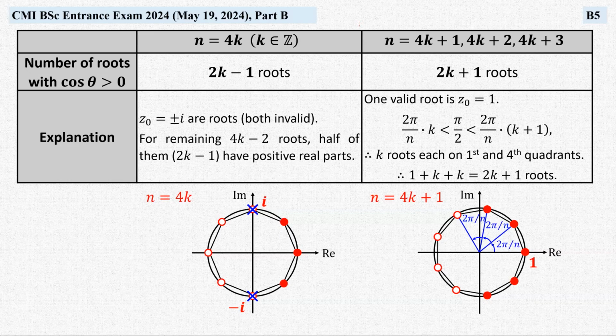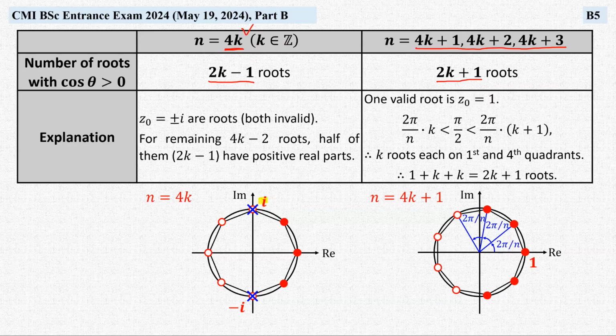Well, if we want a general result, we have to divide cases. When n equals 4k, we have 2k minus 1 valid roots. When n equals 4k plus 1, 4k plus 2, or 4k plus 3, then we have 2k plus 1 valid roots. Let's take a look at n equals 4k case first.